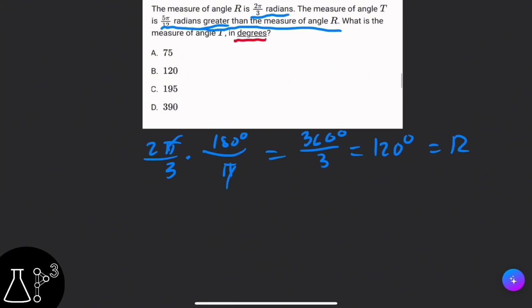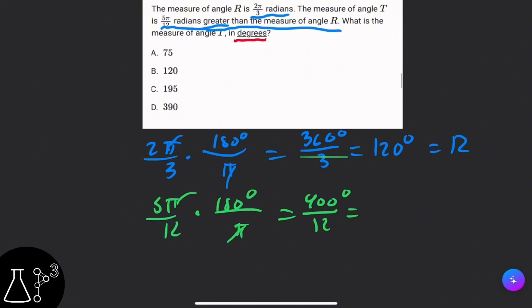So we're given that the angle measure of t is 5 pi divided by 12 greater than r. So we just add what's greater to 120. We convert 5 pi divided by 12 by multiplying by 180 and dividing by pi. We're left with 900 divided by 12. Now, unless you know how to solve it mentally, if you use a calculator, you should get 75.